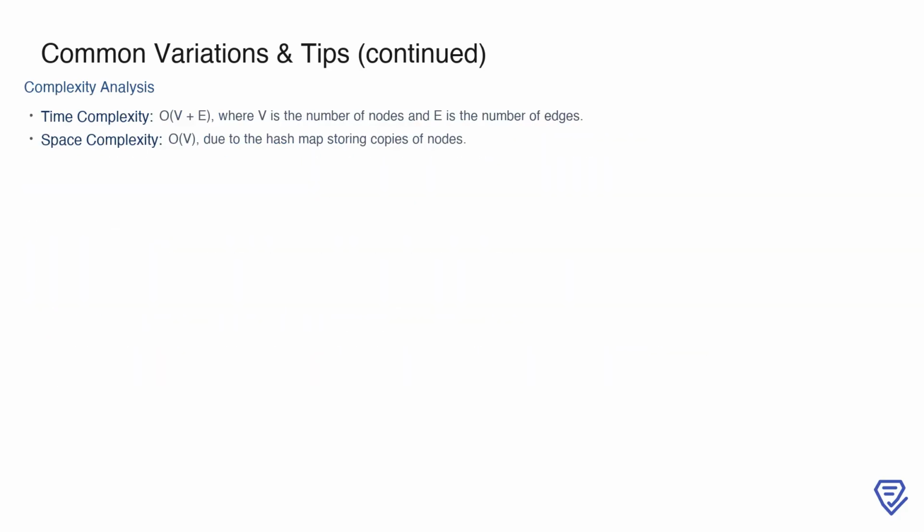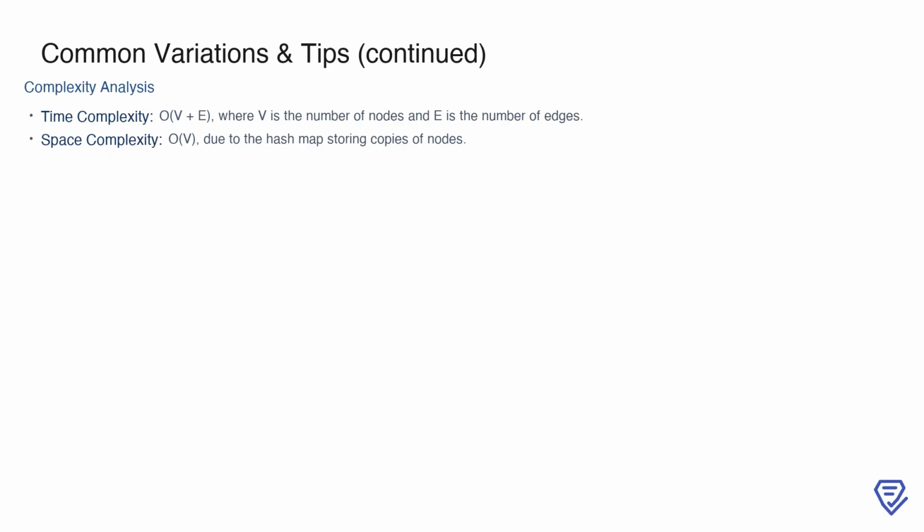Finally, let's summarize the complexity analysis for this problem. The time complexity is O(V + E), where V represents the number of nodes and E represents the number of edges in the graph. This is because each node and edge is visited exactly once during the traversal. The space complexity is O(V), which accounts for the hash map that stores the mapping between the original nodes and their deep copies. Additionally, if you're using BFS, the queue may also contribute to the space usage, but the dominant factor remains the hash map.